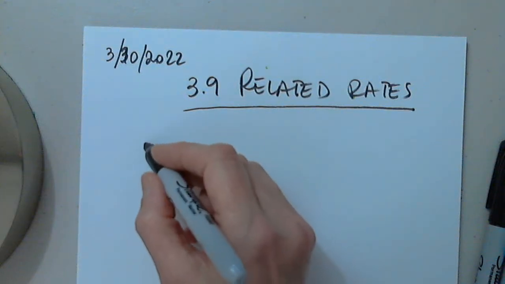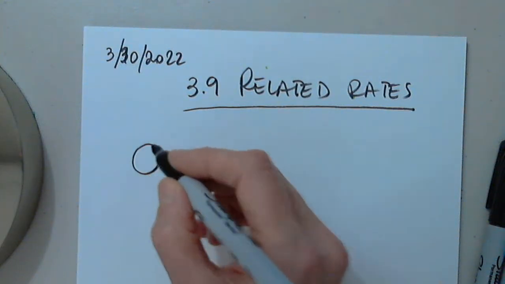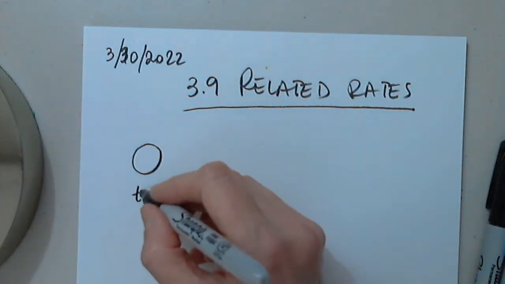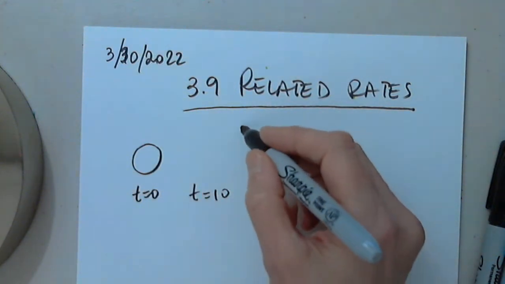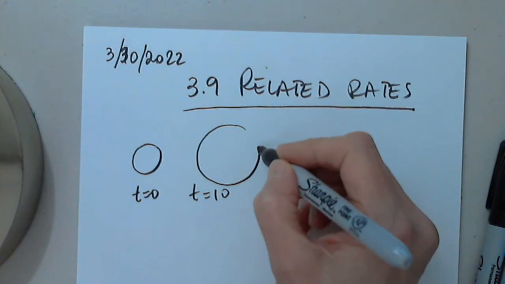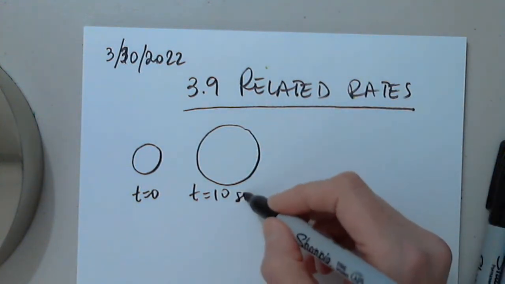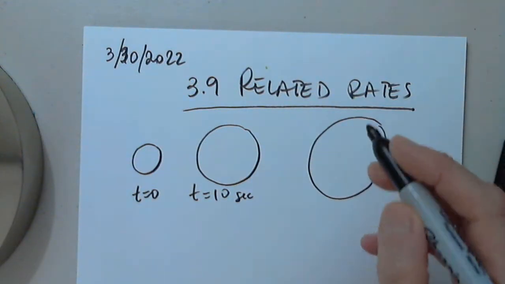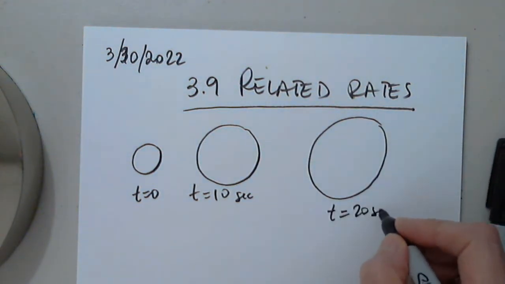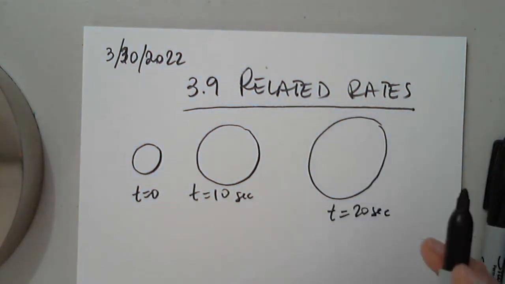So imagine a balloon at time t equals 0. After, I don't know, 10 seconds, we blow air in it. It looks like this. And then after 20 seconds, it looks like this. So we pump air in this balloon.